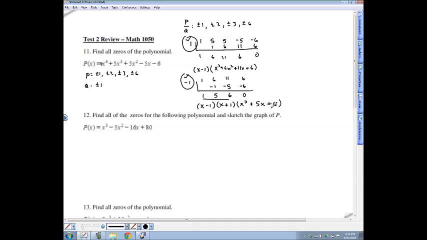Now we do have a quadratic factor, so you have two choices. Either it factors into two more factors like that, or you have to use the quadratic formula to find the zeros. In this case, this quadratic factor factors into x plus 2 and x plus 3. So we have all four factors, x minus 1, x plus 1, x plus 2, and x plus 3, which means our zeros are x equals 1, x equals negative 1, x equals negative 2, and x equals negative 3.